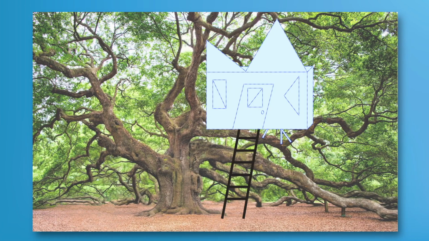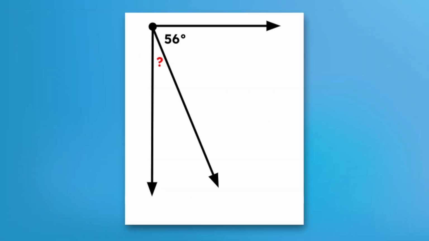I also need help with the window. The upper angle is 56 degrees, so what's the lower angle? To start, determine the angle relationship. Are these complementary or supplementary angles? They're complementary because put together, they make a right angle. Right angles are 90 degrees, which means these two angles added together equal 90.